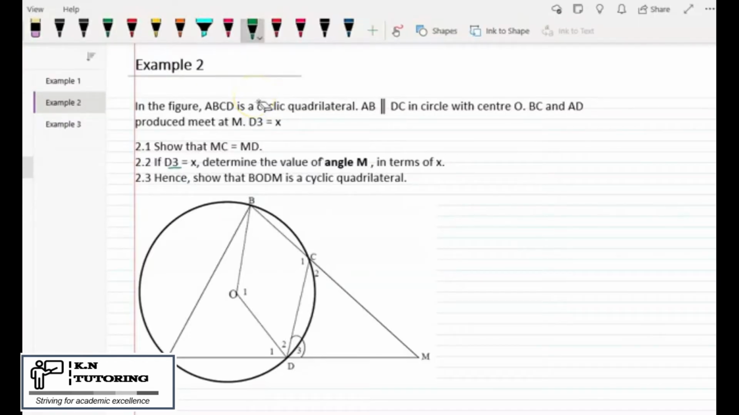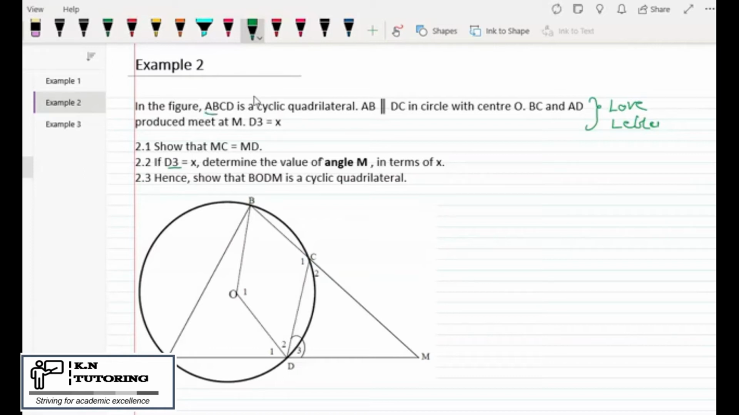Okay, we are now in example 2, which reads as follows. We're going to start by reading the love letter, as I always mention. Read the love letter first. In the figure, ABCD is a cyclic quadrilateral. AB is parallel to DC in a circle with center O. BC and AD produced meet at M, and D3 is equal to x. Okay, we've read the love letter first. We're going to read it again and highlight all the important factors.